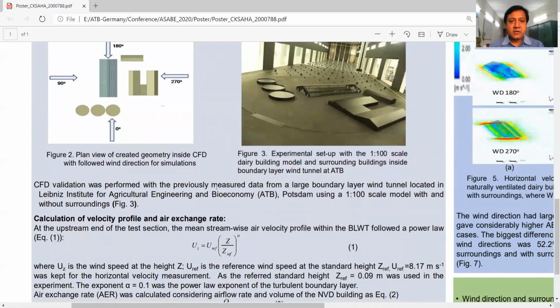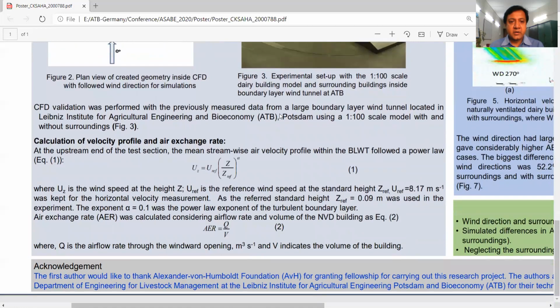And the simulation results were validated by the previously measured data from a large boundary layer wind tunnel, as you can see in figure 3, which is located in the Leibniz Institute for Agricultural Engineering and Bioeconomy, Potsdam. And we have used the same scale of the model in the simulation as well as in the wind tunnel. The mean streamwise velocity profile within the boundary layer followed a power law, and we have calculated the air exchange rate considering the airflow rate and volume of the natural ventilated building.